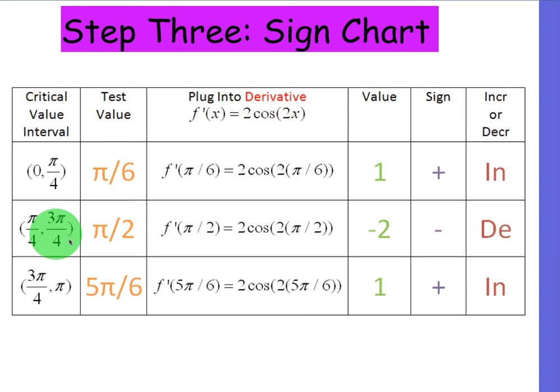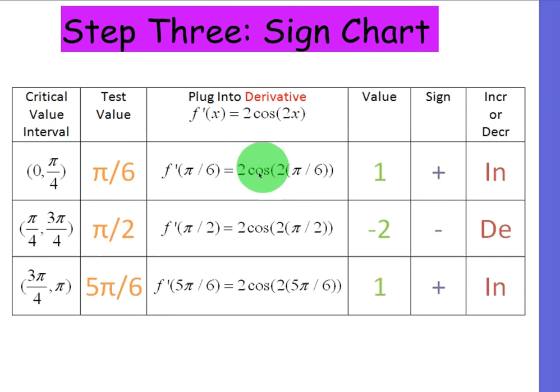Next, any angle between pi over 4 and 3 pi over 4 will work. I would recommend pi over 2. If you want to think about degrees, that's 90, which is in between 45 and 135. You certainly could plug in, say, pi over 3 if you wanted to, but this is easier. And then finally, 3 pi over 4 to pi. There is one angle in the unit circle that's between those two, and that's 5 pi over 6. So those are our three test values.